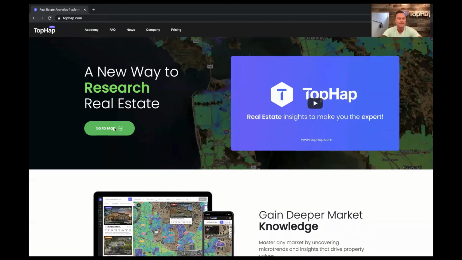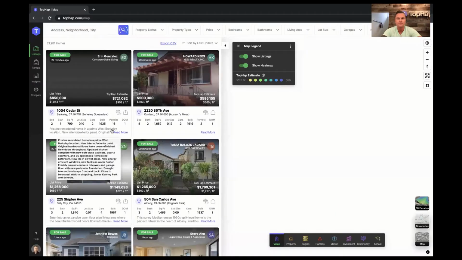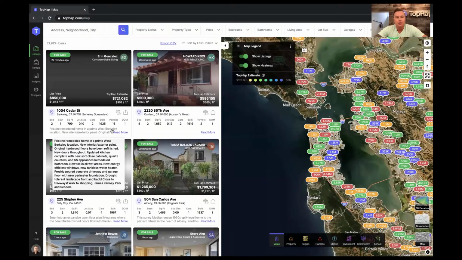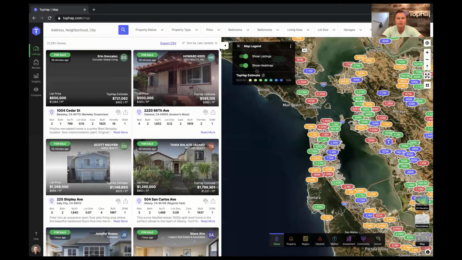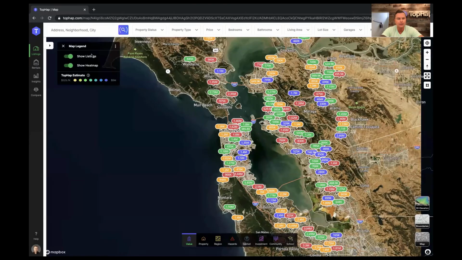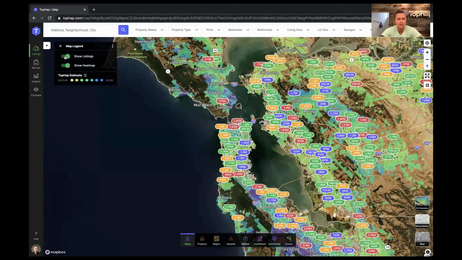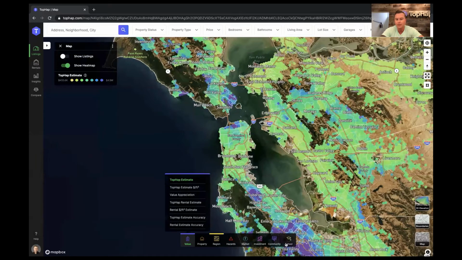So let's see. Let me go to map. Okay, so you guys are all familiar with the tool, so what I'm going to do is close the listings, and I'm going to turn off the listings and leave our heat map layers.